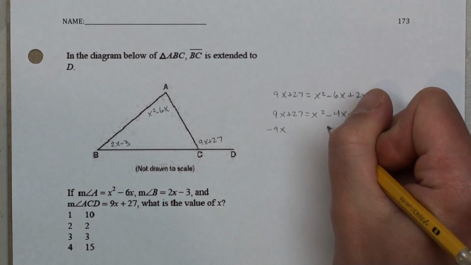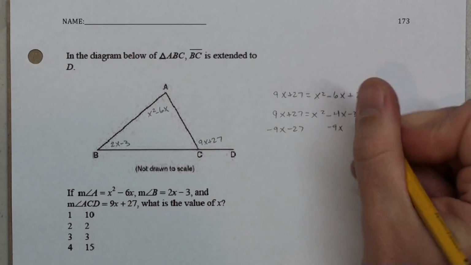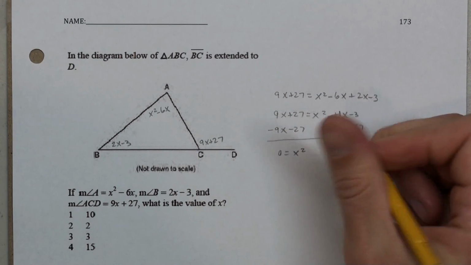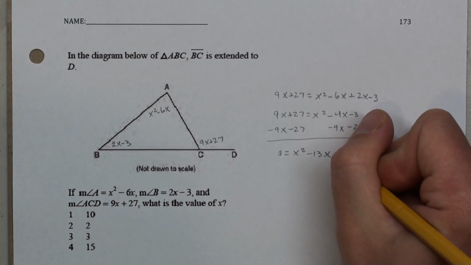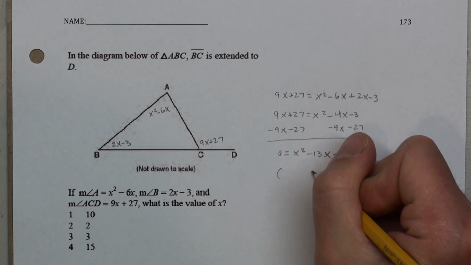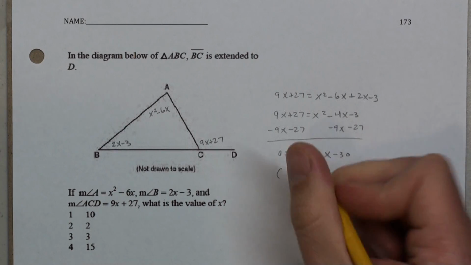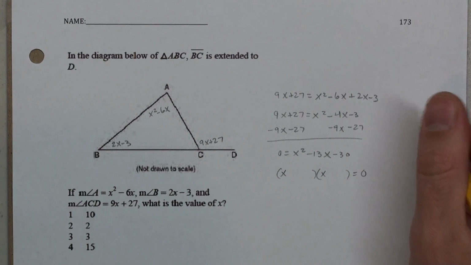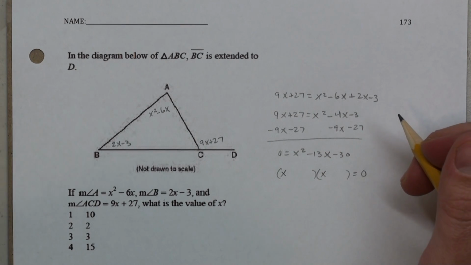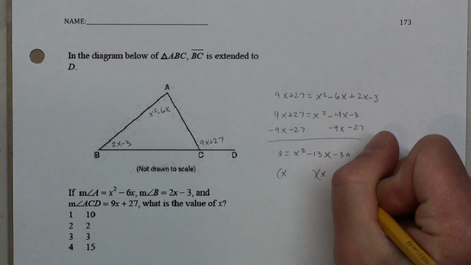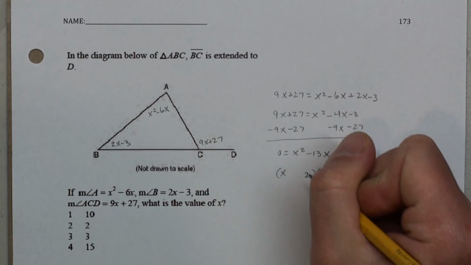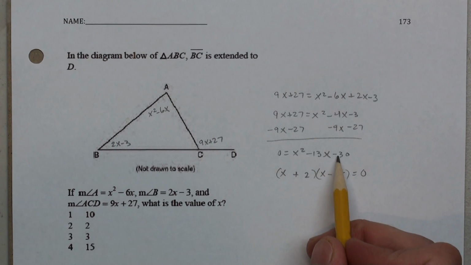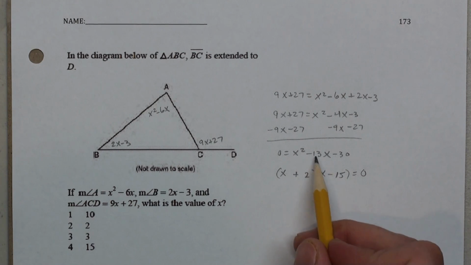I'm going to subtract 9x from both sides, and this is a quadratic, so I got to get one side to be 0. So I got 0 equals x squared minus 13x minus 30. Now I do my double bubble. X, x. So what factors of negative 30 will give me negative 13? Well, 15 and 2, and if the 15 is negative and the 2 is positive, that would work. Positive 2 times negative 15 is negative 30, and positive 2 plus negative 15 is negative 13.